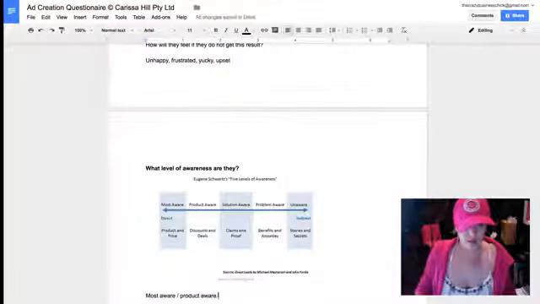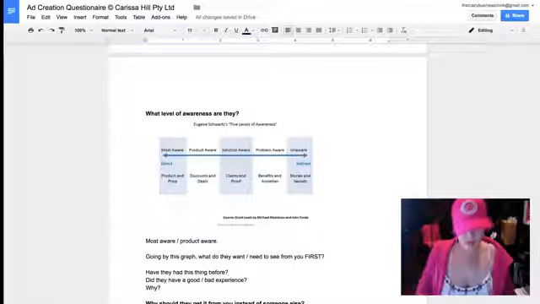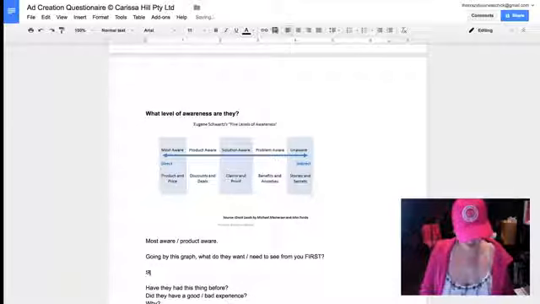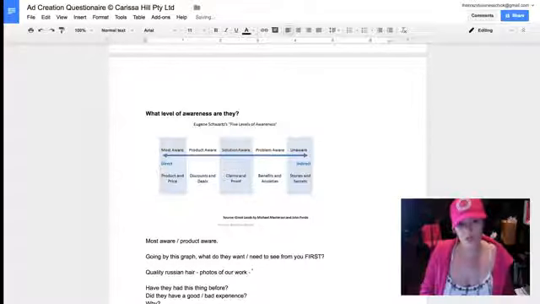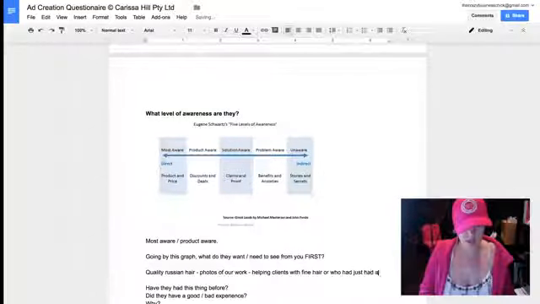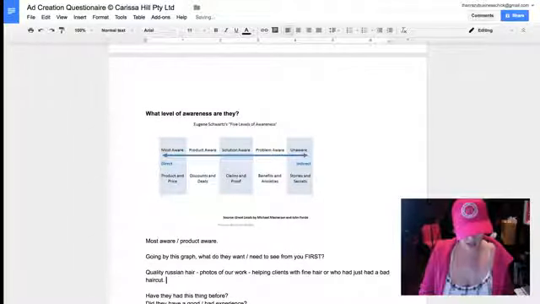Going by this graph, what do they need to see from you first? She wanted to see examples of what she was wanting, so she wanted to see that we used quality Russian hair. She wanted to see photos of our work. She wanted to see that we achieved the result that she specifically wanted, like helping clients with fine hair or who had just had a bad haircut. She also wanted them to look natural, so she couldn't see any of the bonds or anything.